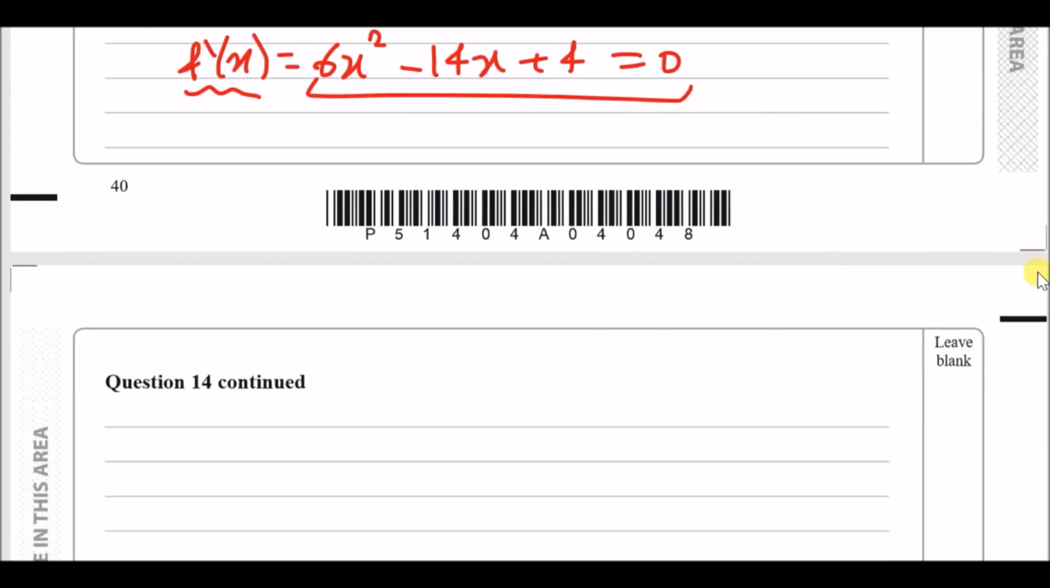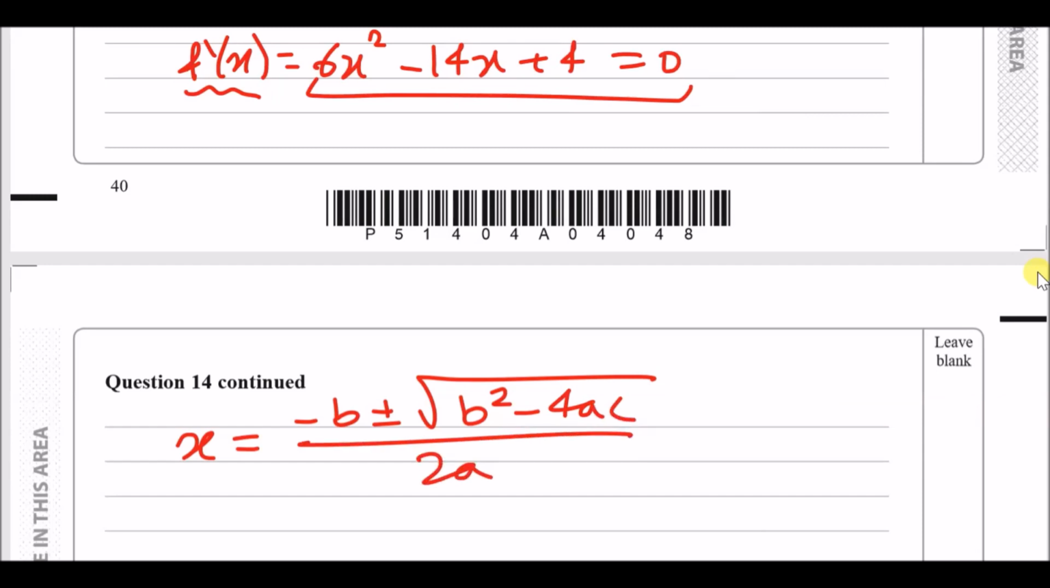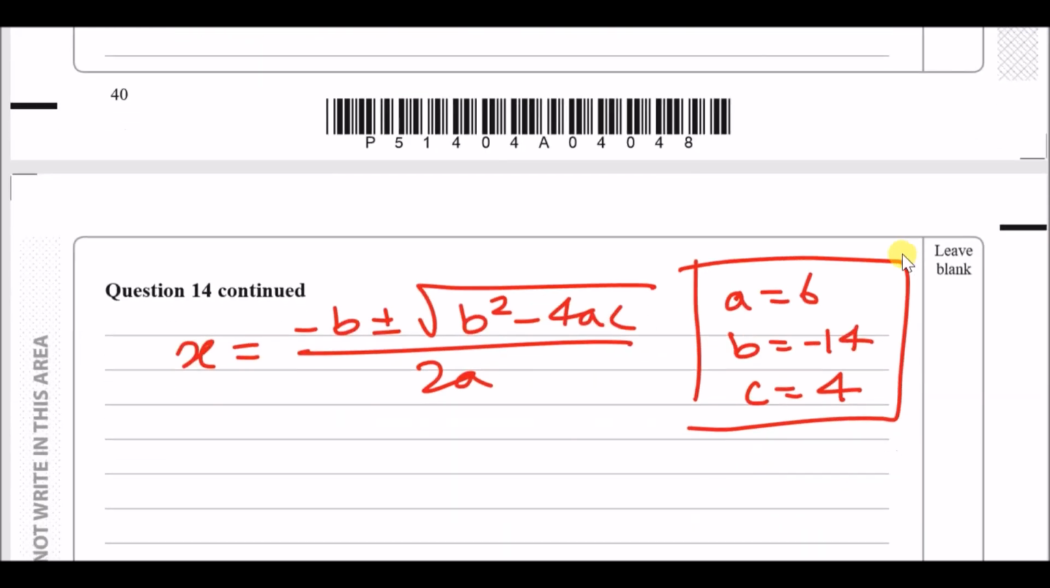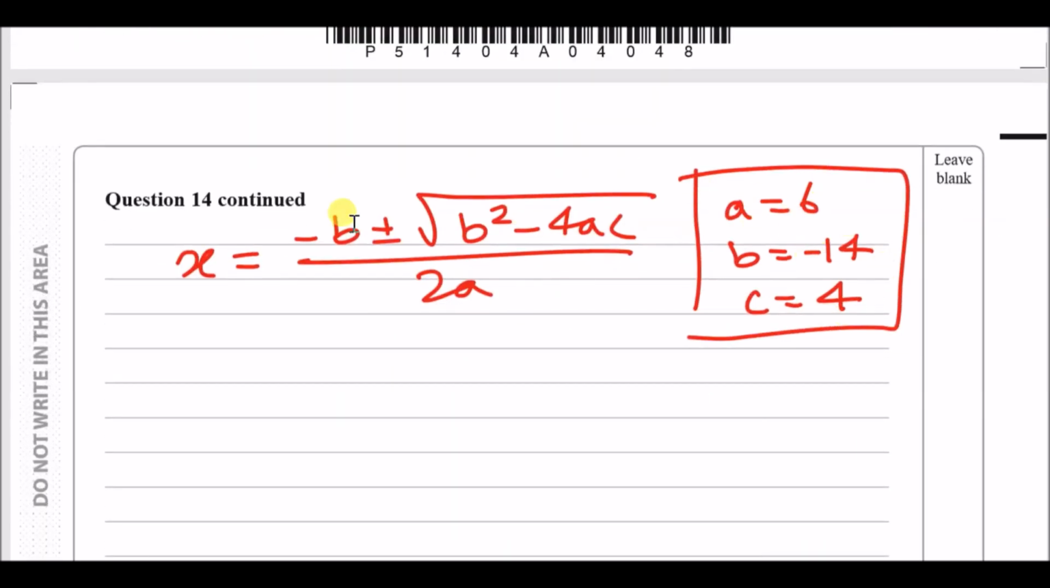So I'm going to lay out for you guys the quadratic formula: x equals minus b plus or minus the square root of b squared minus 4ac, all over 2a, where, according to our quadratic above, a equals 6, b equals minus 14, and c equals plus 4. Right, so again, when you put this into the quadratic formula, always wrap the letters in a bracket.